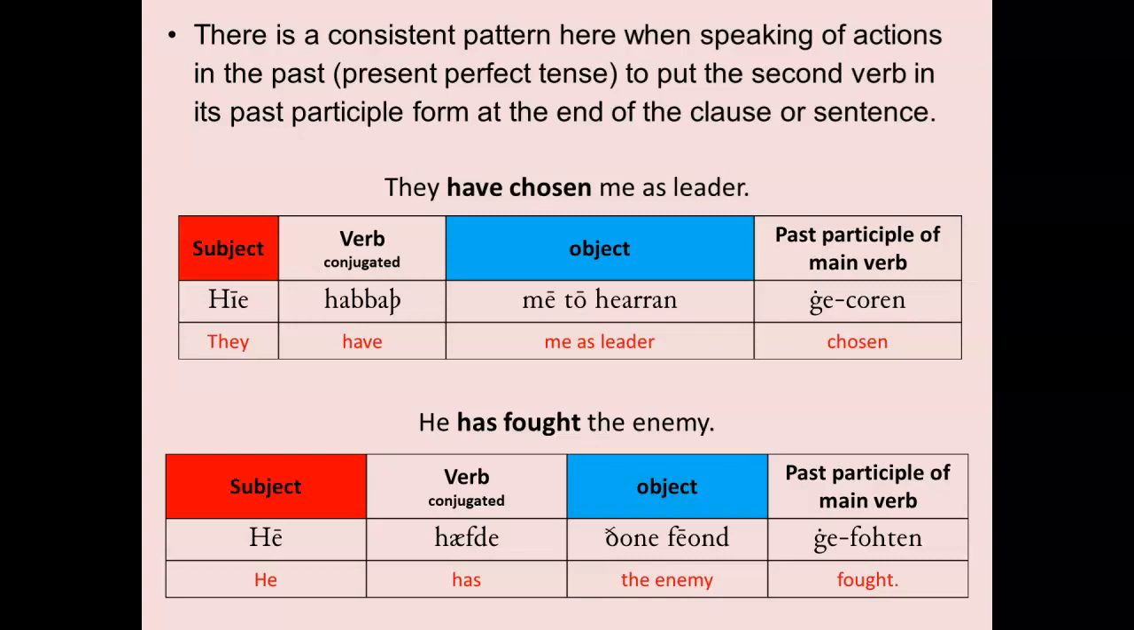In this case, this is the past tense, so there's a consistent pattern here when speaking of actions in the past. It's the present perfect tense to put the second verb in its past participle form at the end of the clause or sentence. So here's an example. They have chosen me as leader. Hie habbath me to hlaforde gecoren. Okay, they have me as leader chosen. All right, gecoren is the past participle form of chosen, the Old English chosen. He has fought the enemy. He hæfð thone feond gefohten. Okay, he has the enemy fought. Past participle, the main verb goes at the very end.